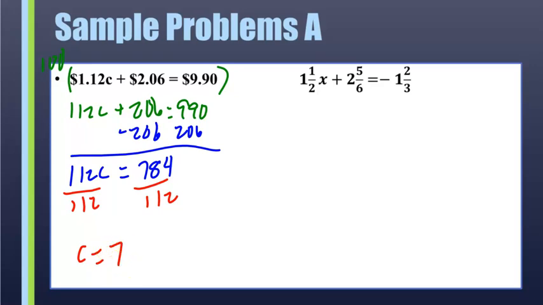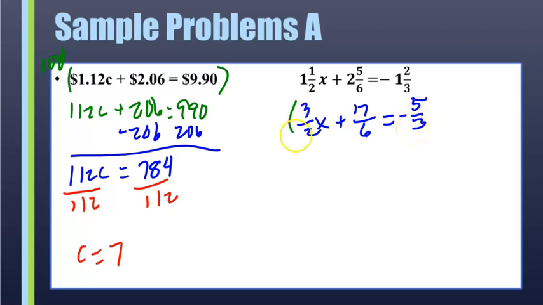Next problem, we have fractions. I look at all the denominators, and our denominators are 2, 6, and 3. So the least common multiple, or least common denominator, of all three numbers is 6. But the first thing I want to do is put everything as improper fractions. So this is 3/2 x plus 17/6 equals a negative, that would be 5/3.